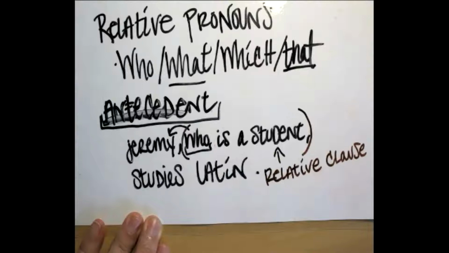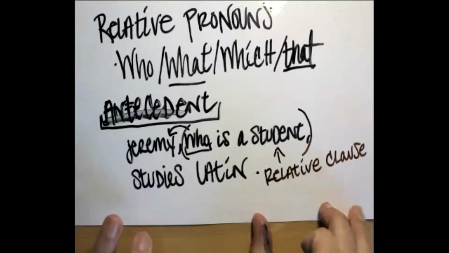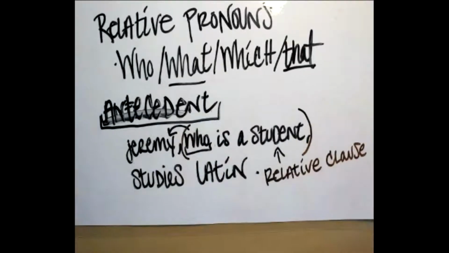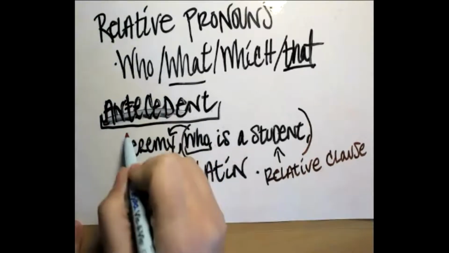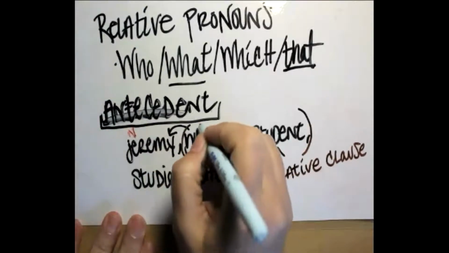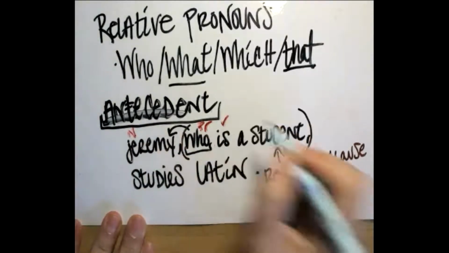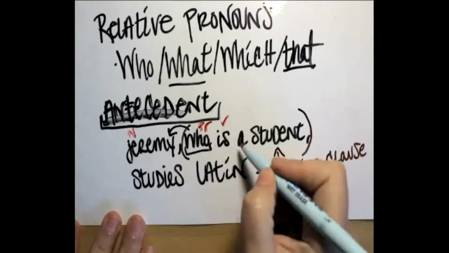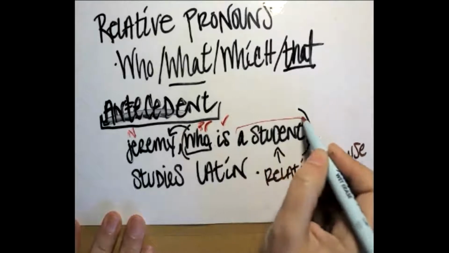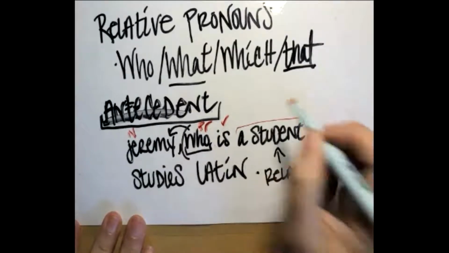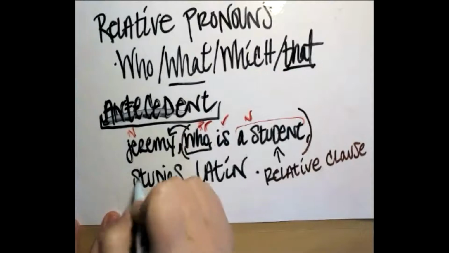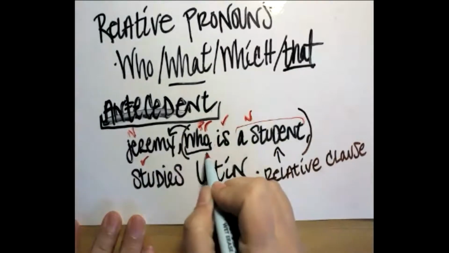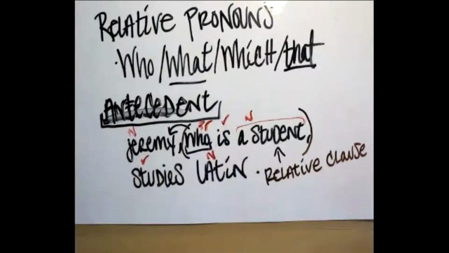Let me admit these guys. Okay. So if we go back to our parts of speech and we mark everything in this sentence. So Jeremy, that's a noun. Who, that's a pronoun. Is, that's a verb. A is an article. It doesn't exist in Latin, so we're just going to kind of fold that into the noun that it is with right here. Noun, studies, that's a verb. Latin, that's another noun.